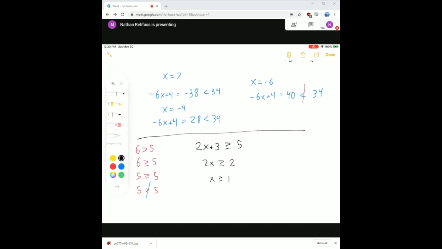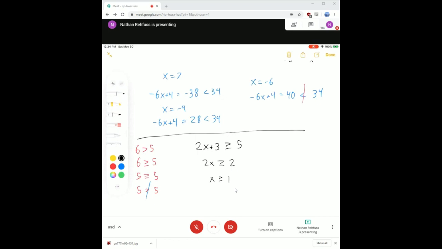So x could be 1, then I would get 2 times 1 plus 3 is exactly 5. Or it could be 1.00001, and then I'd get 5.00002, which is bigger than 5. Or x could be 2 or 12 or 17 or 10 billion and 6 or a googolplex. It can be any number as long as it's at least 1.